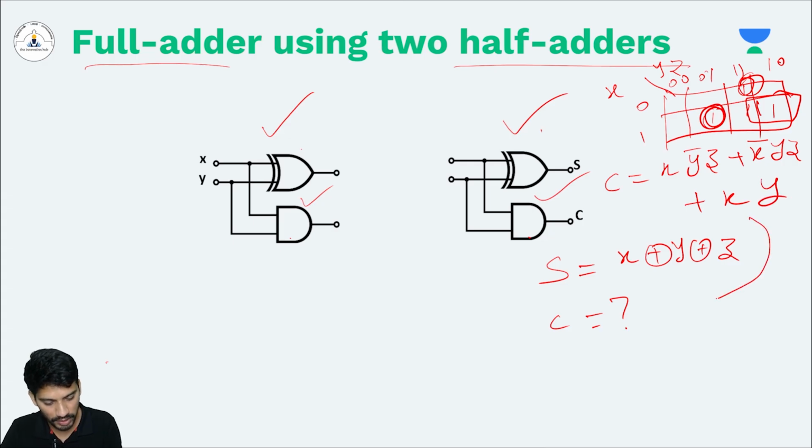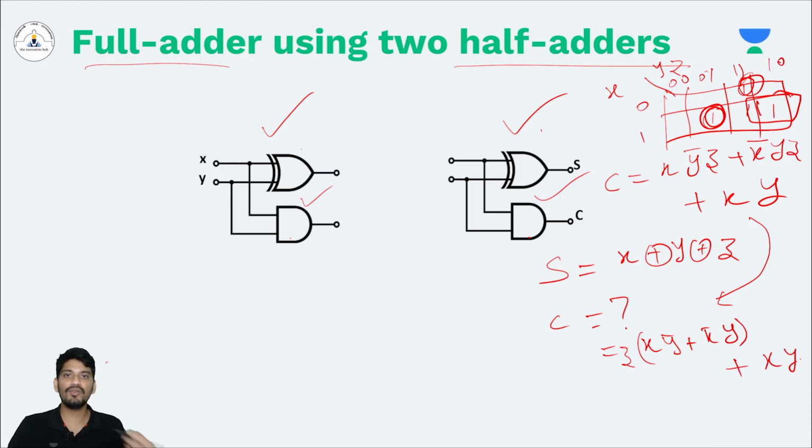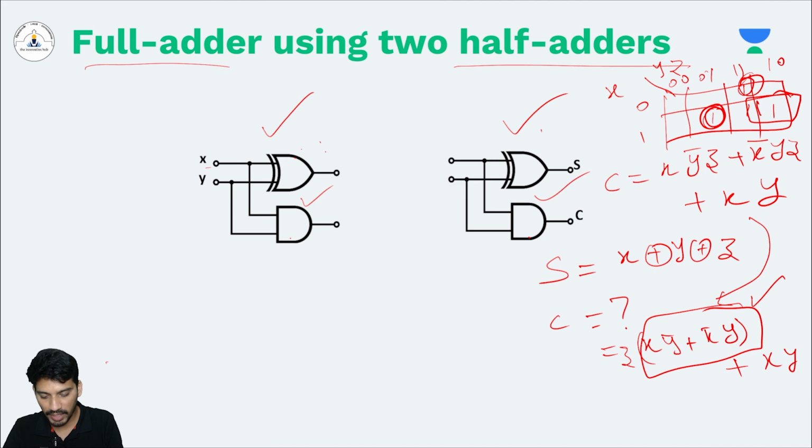If you solve this C, take z as common: z times (x y bar plus x bar y) plus xy. Now if you see the pattern, this is an XOR gate that is already available. Here you get x XOR y, and here you get x dot y. So that is already available. You already have two inputs. Now all you need is to connect the third input, which I am taking as z.